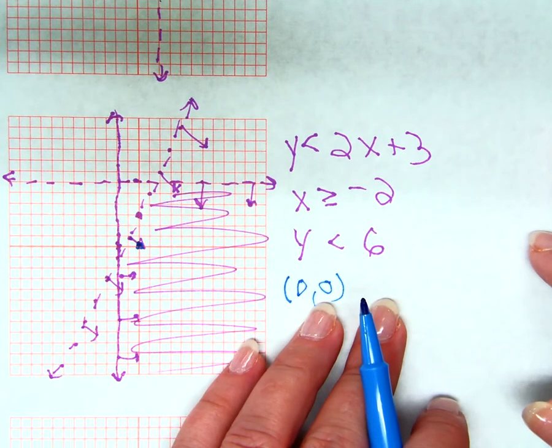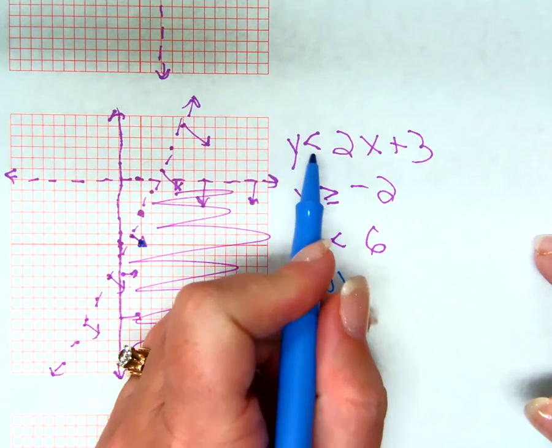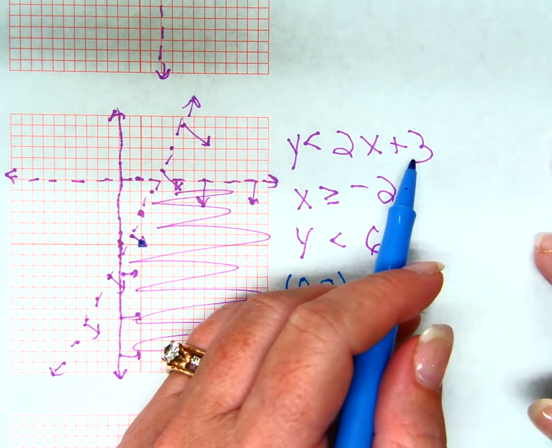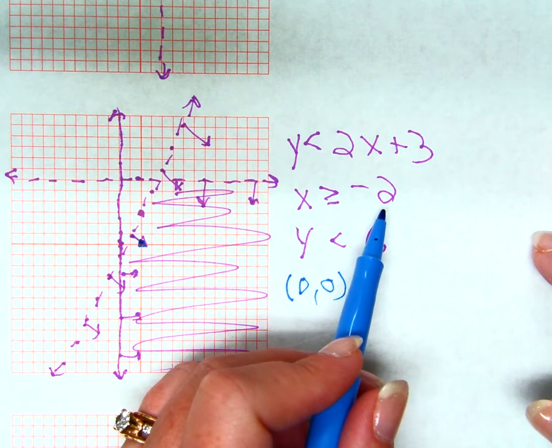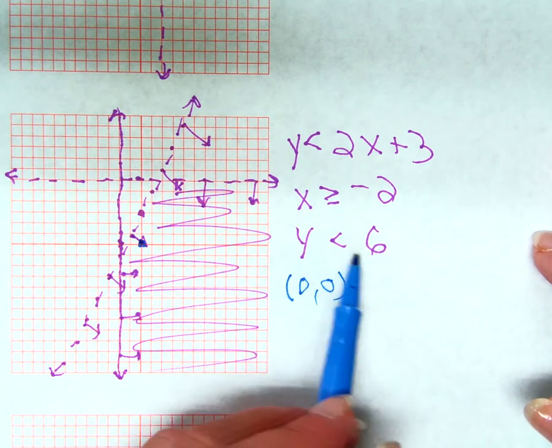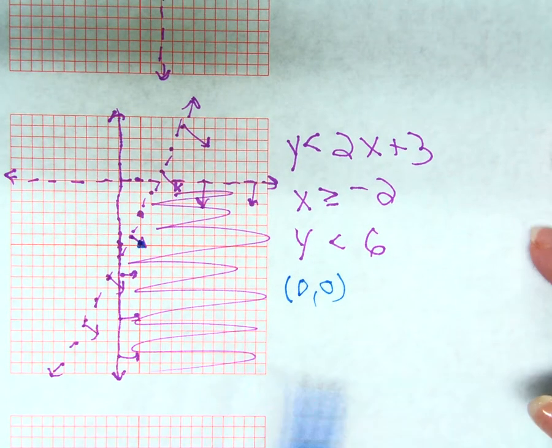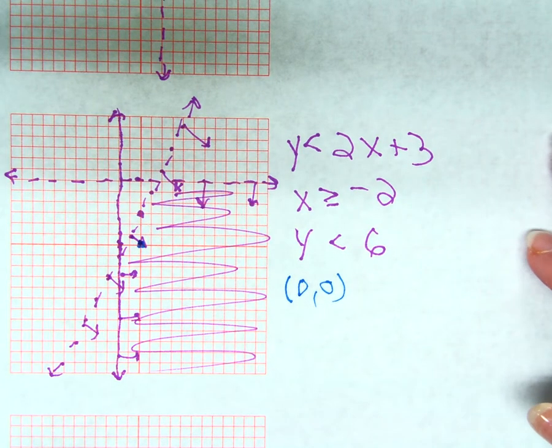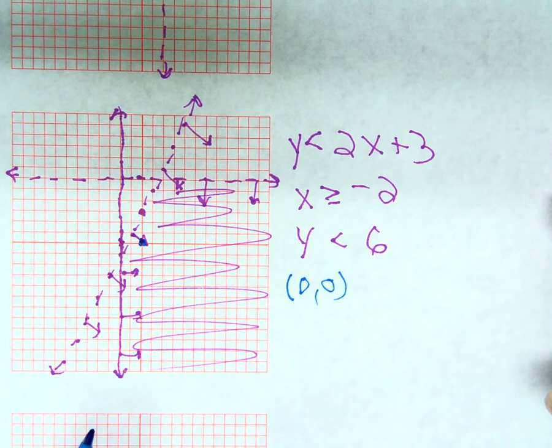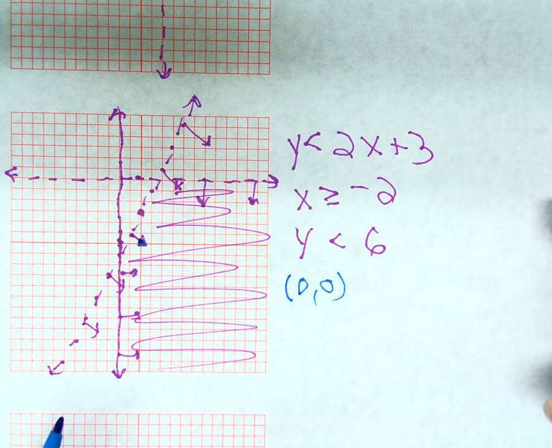So 0 is less than 3. That's true. 0 is greater than -2. That's true. 0 is less than 6. Is this a possible solution to this system? So someone else, Caleb, tell me another possible solution.